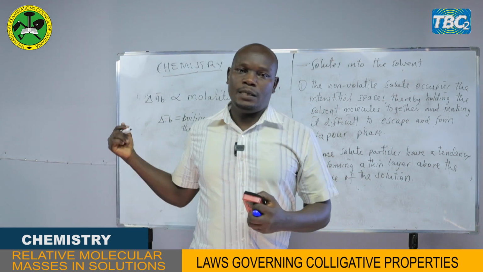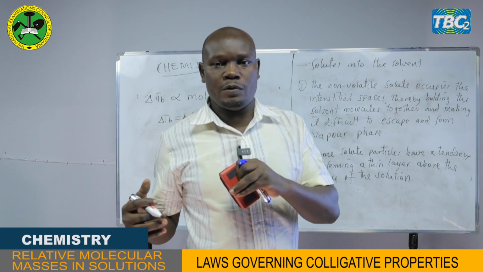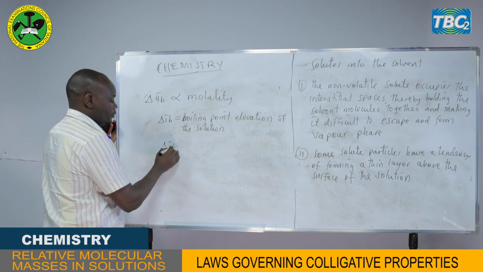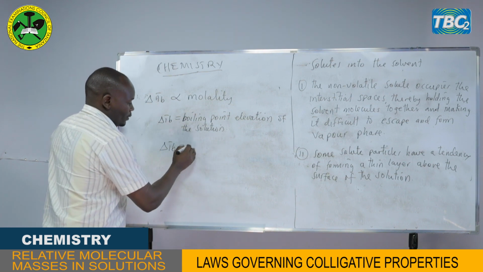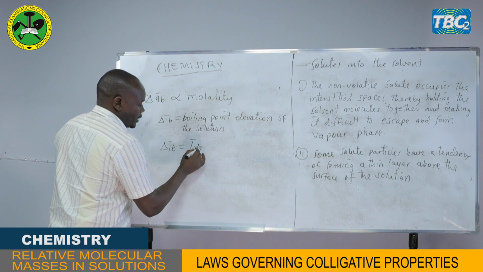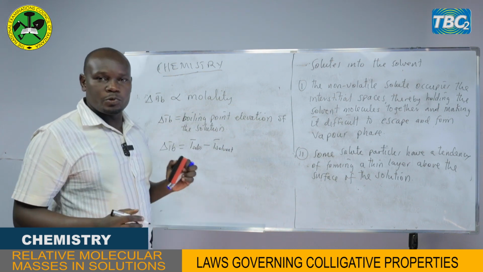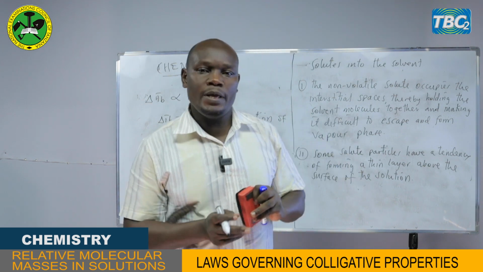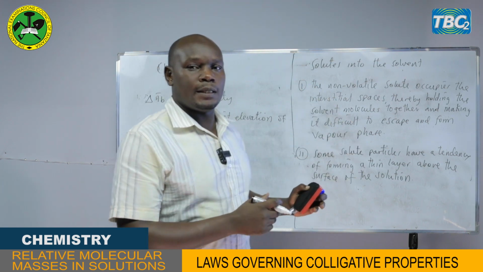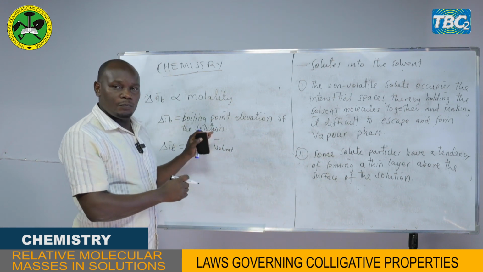Since there is an increase in temperature, the temperature increases from a certain amount to a certain amount, so we have a change in temperature. How do you get it? The change in temperature, ΔTb, will be equal to the boiling temperature of the solution minus the boiling temperature of the solvent. To get the amount of temperature elevation from that of the solvent to that of the solution, you just take the boiling temperature of the solution minus the boiling temperature of the solvent.